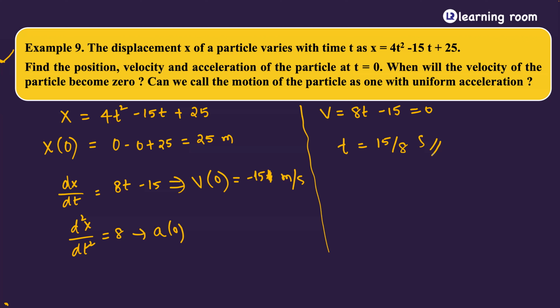Can we call the motion of the particle as one with uniform acceleration? Can you call it? Yes, you can. Right? Because the acceleration of the object is a constant. Right? So this is all for this problem. Make a note of it.